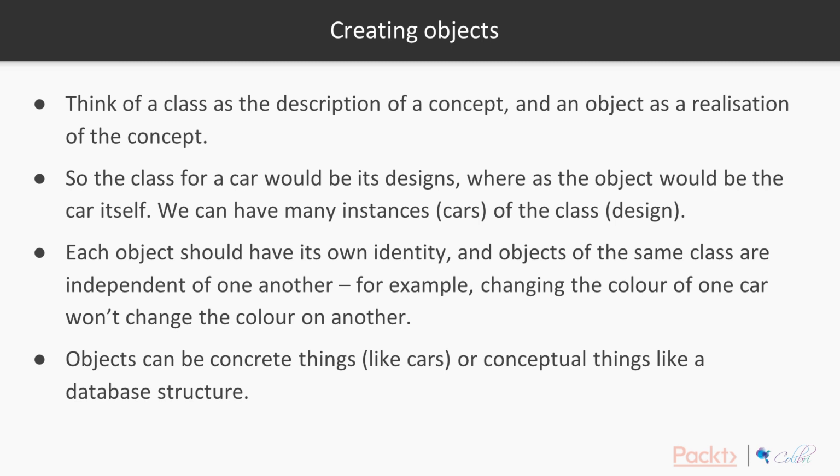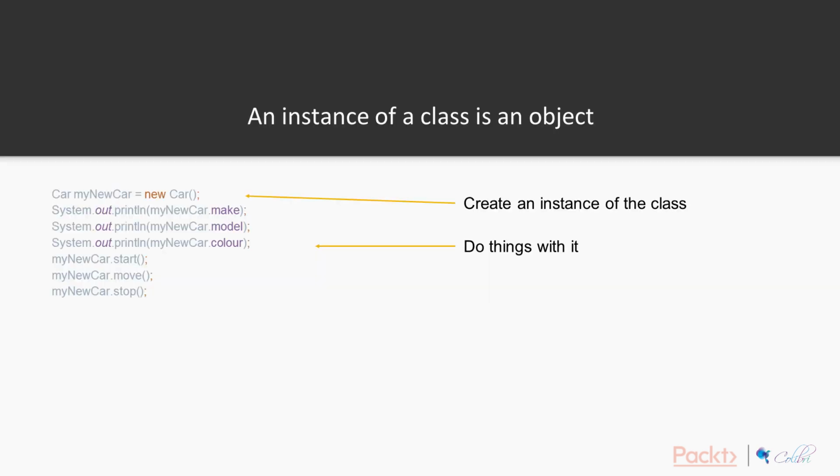And of course, objects can be concrete things like cars, but also conceptual things like a database structure or a database connection. So an instance of a class is actually the object, and this is how we would create it. So if we define that car using the class here, and we want to instantiate it, we do it like this. We say car myNewCar equals new car. And this obviously is the variable name. It can be anything you like. This is just saying that my new car is of type car. And this is calling something called the constructor method, which is a hidden method on the object, or at least it's hidden on our object, that just gives us a new instance of the car class.